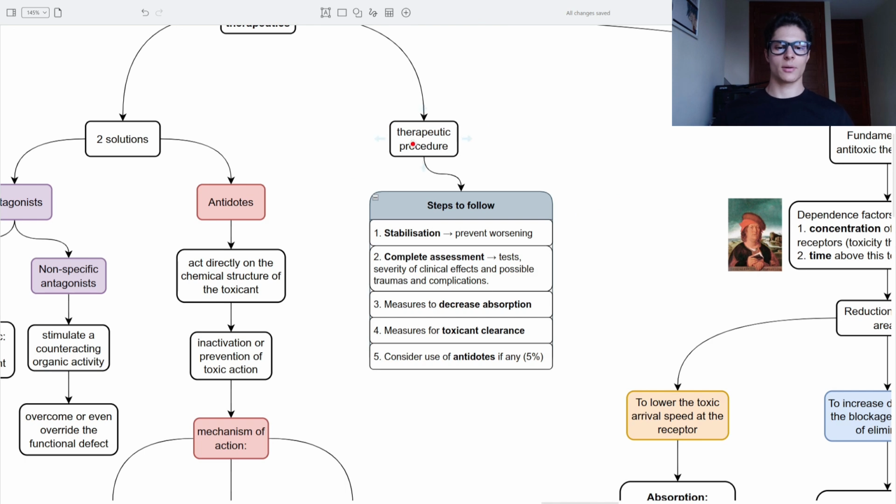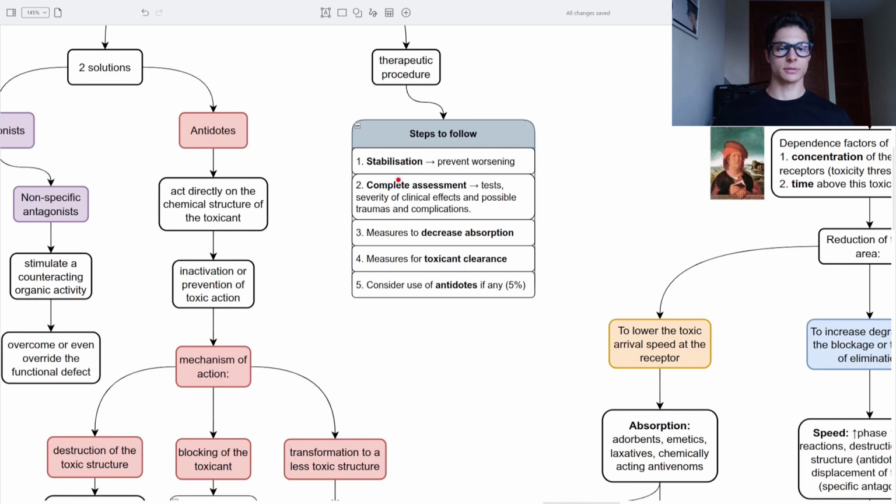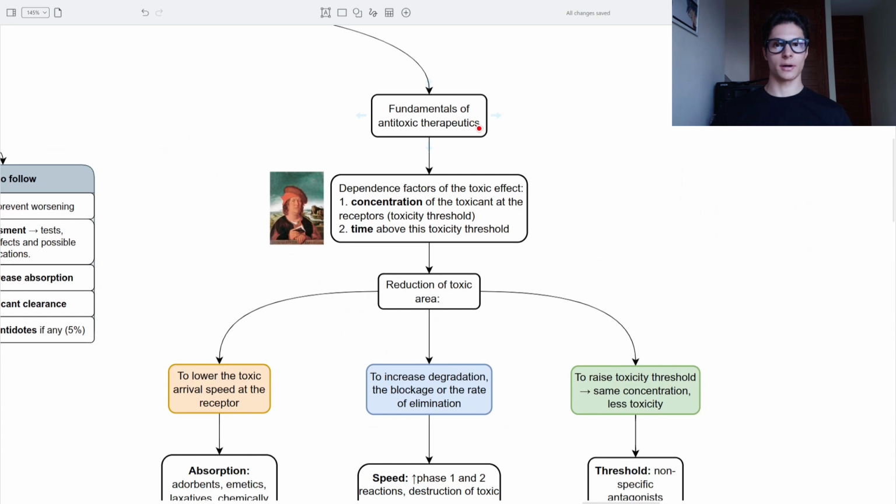So what is the therapeutic procedure? Steps to follow. Stabilization first is very, very important to prevent worsening. Then, after that, we can complete the assessment: tests, severity of clinical effects, and possible traumas and complications. Then we take measures to decrease the absorption. And then we try to improve the toxicant clearance, so the elimination. And we may consider the use of antidotes if there are any available, because only 5% of the cases have an antidote.